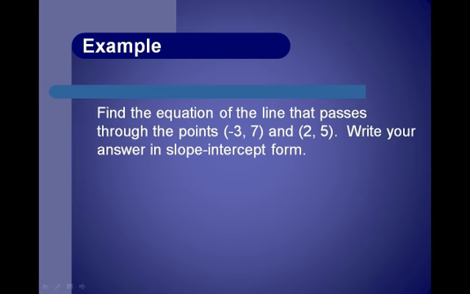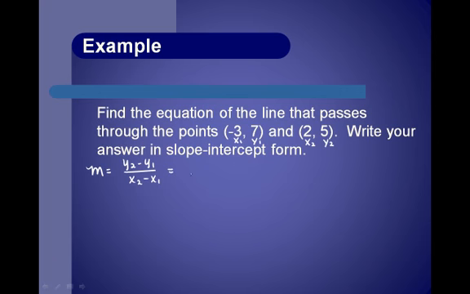Third example, find the equation of the line that passes through the points negative 3, 7 and 2, 5. Write your answer in slope-intercept form. Whether we use point slope or slope-intercept, we need a slope. So the first thing we have to do, because they give us 2 points, is use the slope formula to find the slope. So we're going to call this x from the first point, y from the first point, x from the second point, y from the second point.